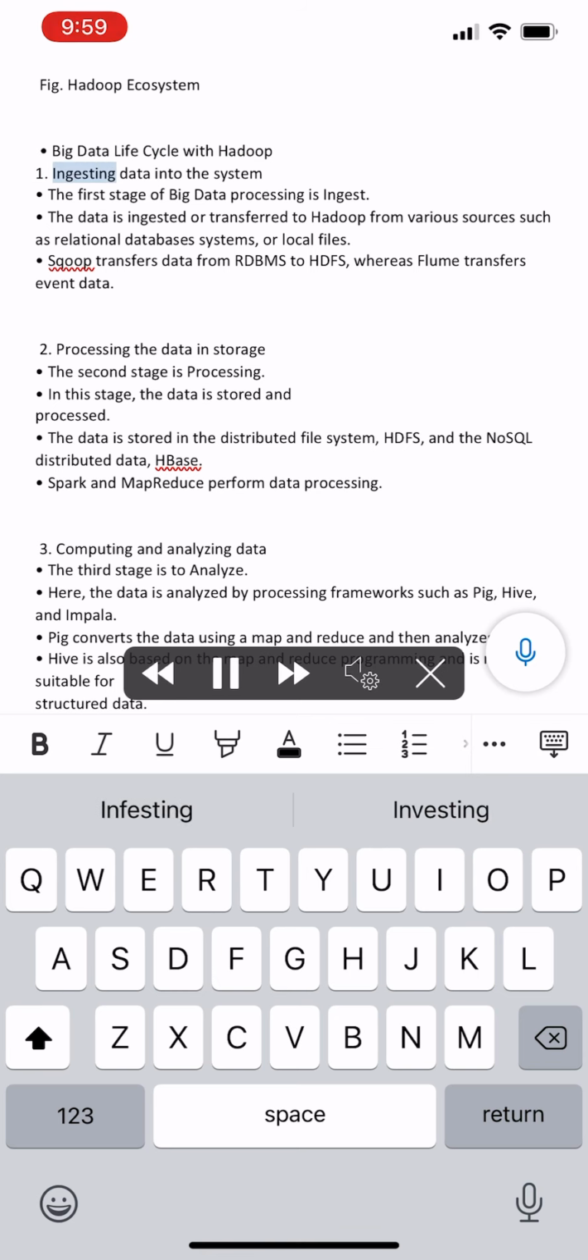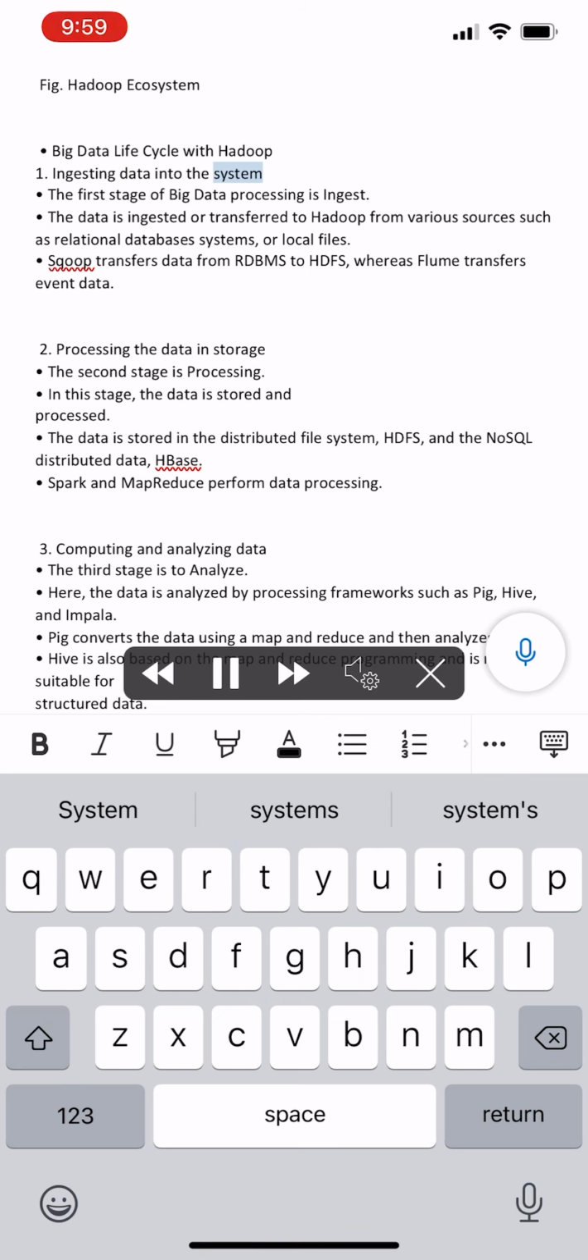Big data life cycle with Hadoop. 1. Ingesting data into the system. The first stage of big data processing is ingest. The data is ingested or transferred to Hadoop from various sources, such as relational database systems or local files. Sqoop transfers data from RDBMS to HDFS, whereas Flume transfers event data.